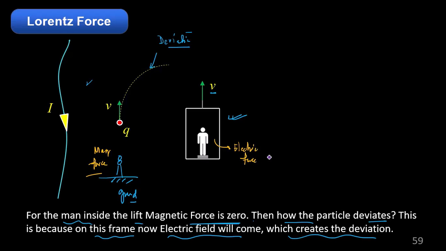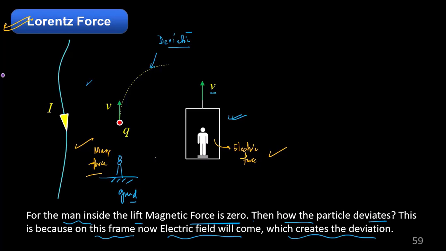So that means both magnetic force and electric force are frame dependent. On a particular frame, the effect of magnetic force can be observed. On another frame, the effect of magnetic force cannot be observed. That means these two forces are frame dependent. So in order to simplify the problem, we introduce the concept of the Lorentz force. The Lorentz force is frame invariant.